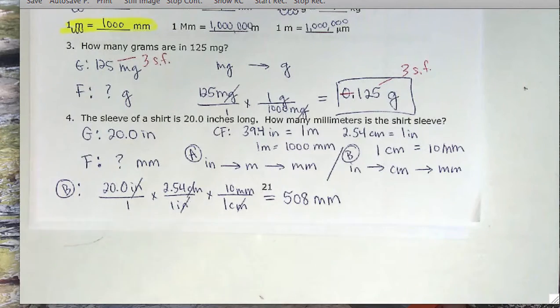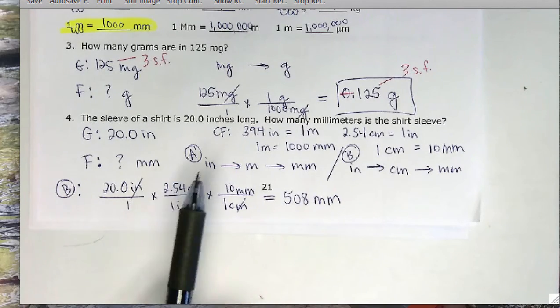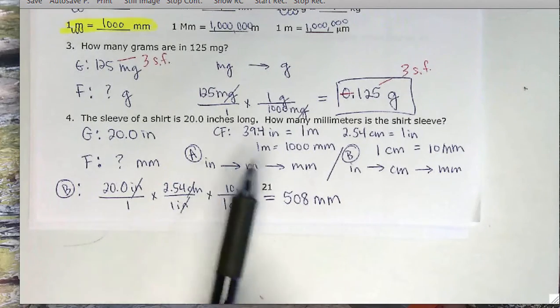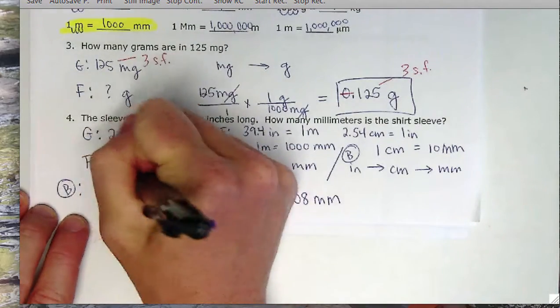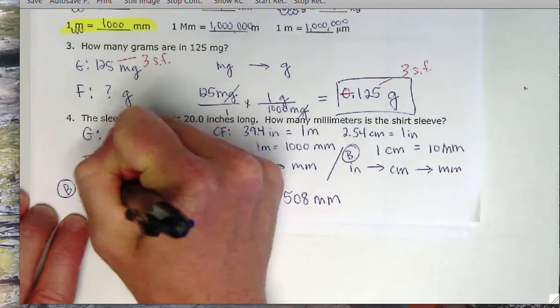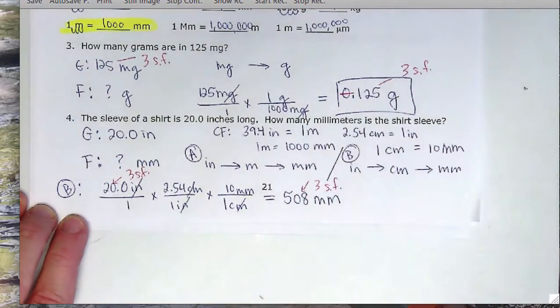Millimeters. Good. Now, how many sig figs should we have? 1? No, 3. Why 3? Because the 0 behind the decimal is a significant number. So this is 3 sig figs. Our answer has 3 sig figs.